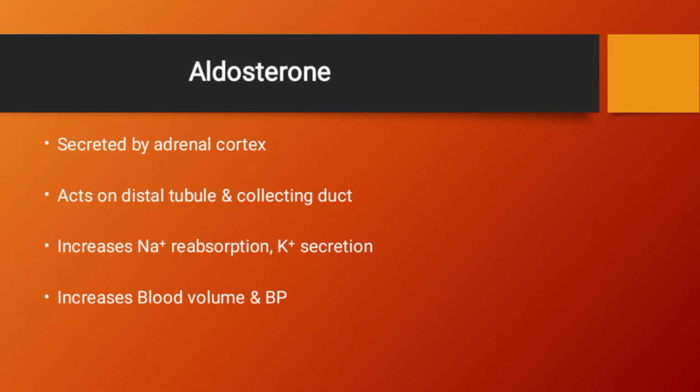Next hormone is aldosterone. Aldosterone is a key hormone in sodium and potassium regulation. It acts mainly on the distal tubule and collecting ducts, increasing sodium reabsorption and potassium secretion. As the sodium is reabsorbed, water follows, expanding blood volume and increasing blood pressure.